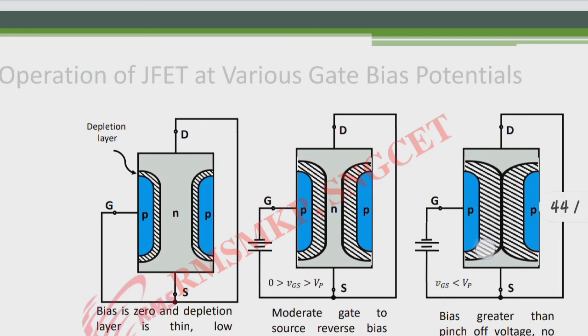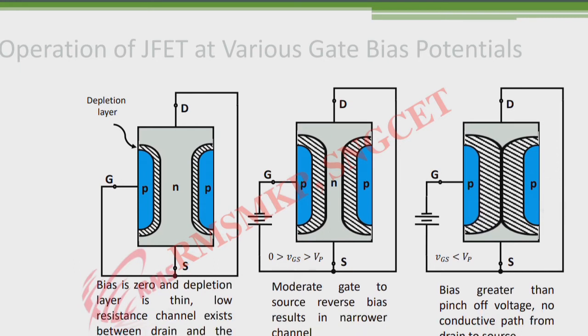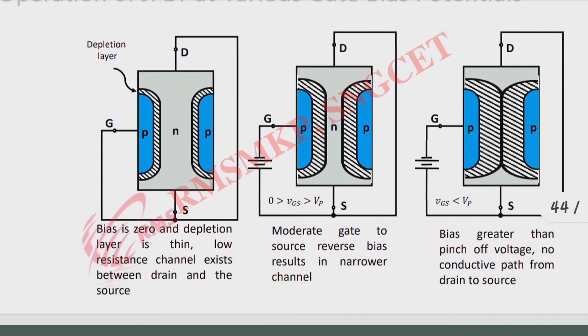What are the operations of JFET at various gate bias potentials? In the first diagram, bias is 0 and the depletion layer is thin, and a low resistance channel exists between the drain and the source. Next, a moderate gate to source reverse bias results in a narrower channel. In the third diagram, with bias greater than the pinch-off voltage VP, there is no conductive path from drain to source.